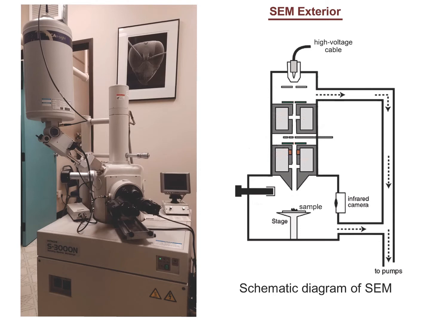Let's look a little more closely at the exterior of the microscope. The lower half of the microscope is called the chamber. This is where the specimens are placed that are going to be viewed using the microscope. The door opens and allows for inserting or removing objects.